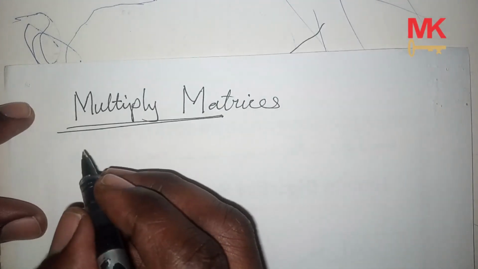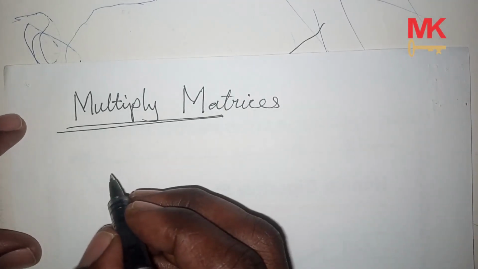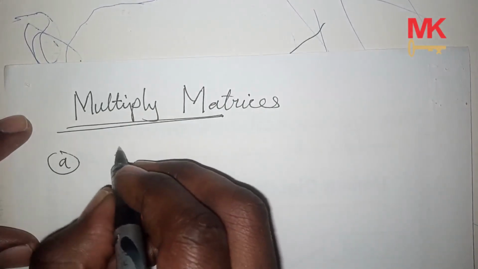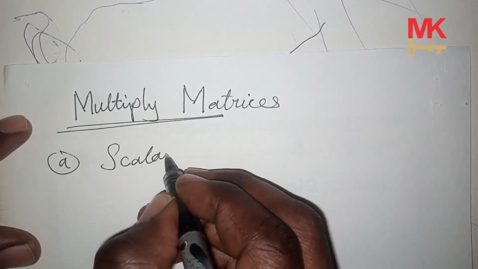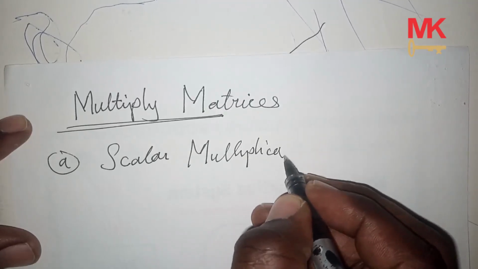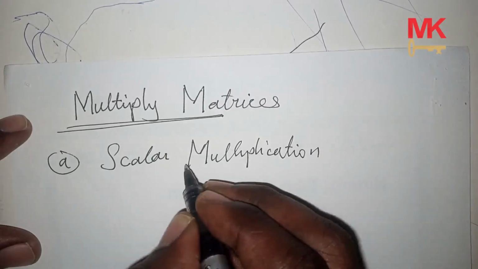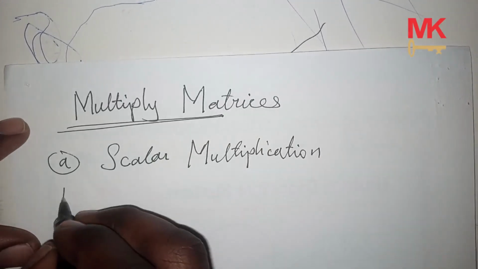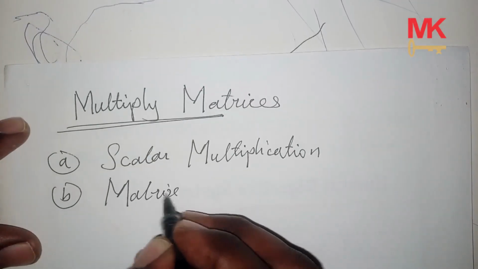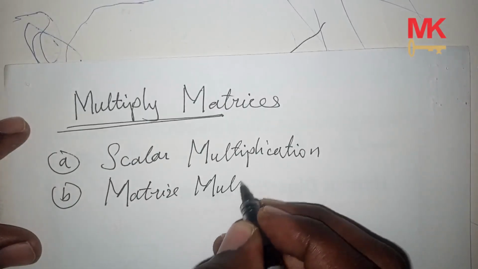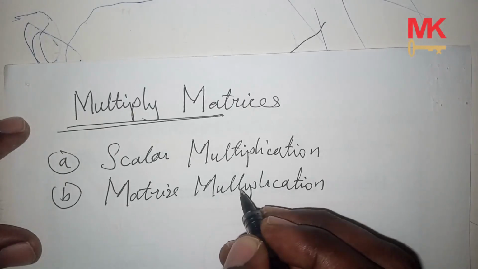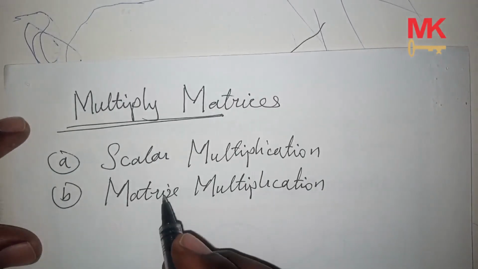Okay, first of all, I need you to understand that there are two types of multiplication of matrices. The first type of multiplication is called the scalar multiplication. And then we have the matrix multiplication. So in this tutorial, I'm going to show you how to do both of them.